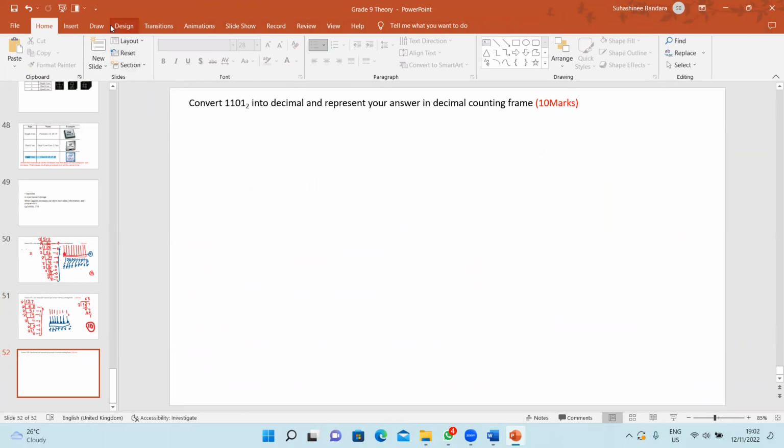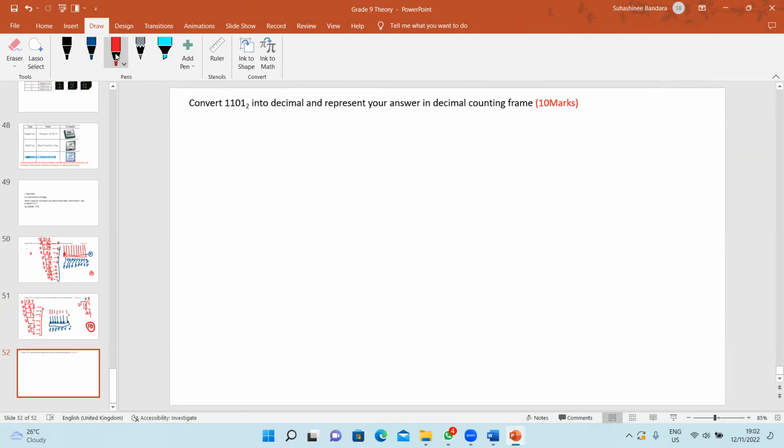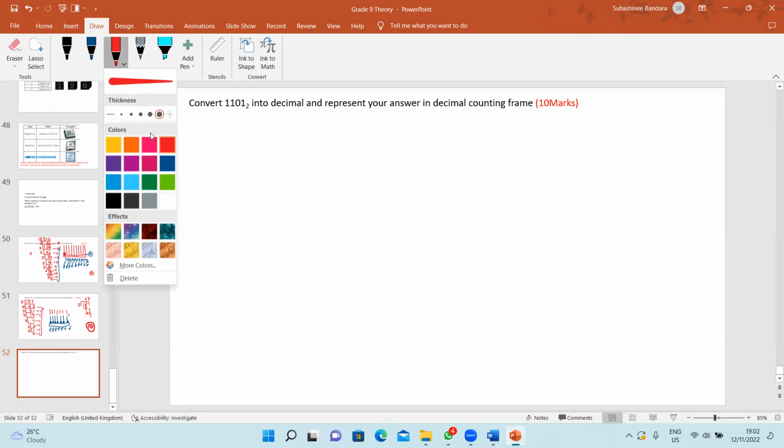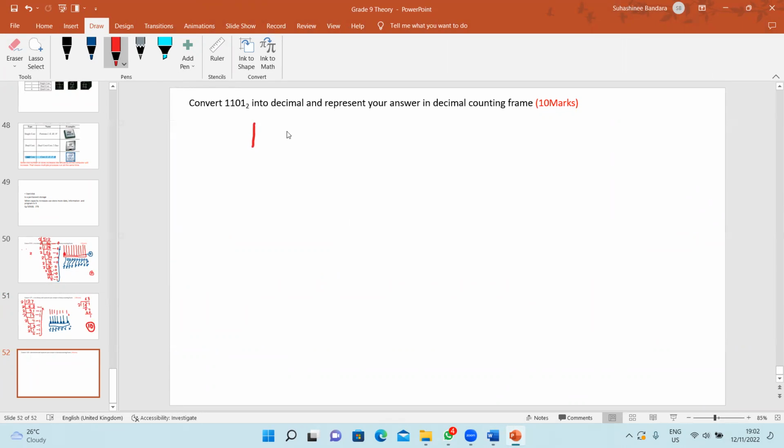How will we find out? Now tell me, we have to take the place values. 1, 1, 0, 1. So what is this? 2 to the power 0, 2 to the power 1, 2 to the power 2, 2 to the power 3.